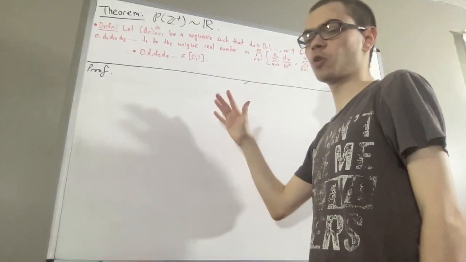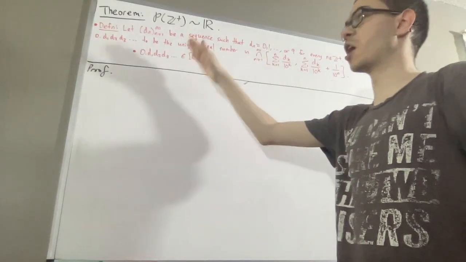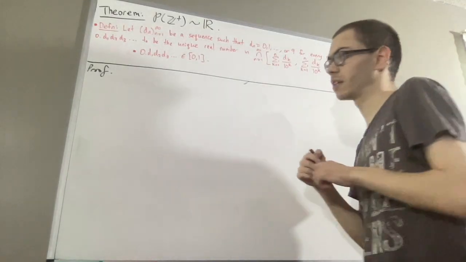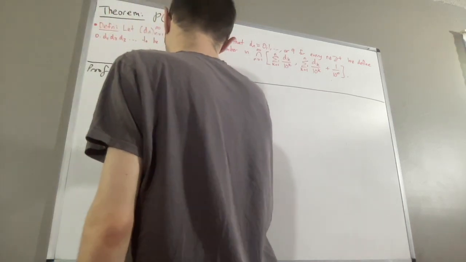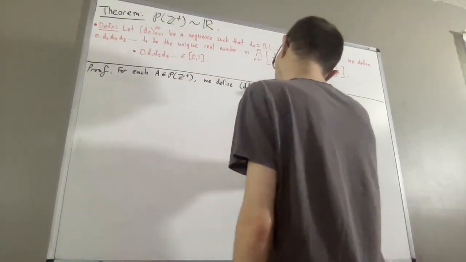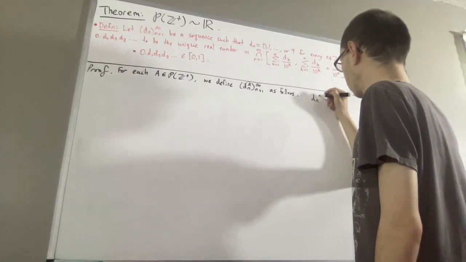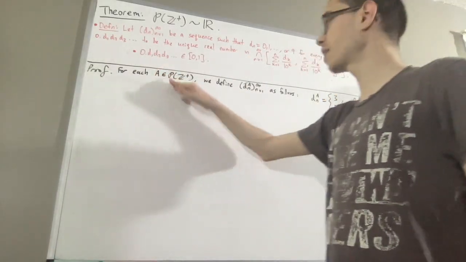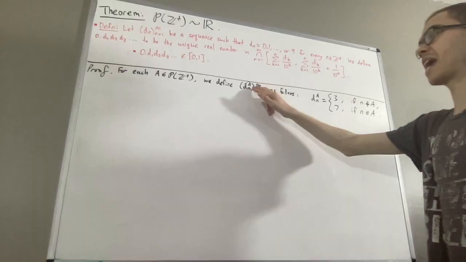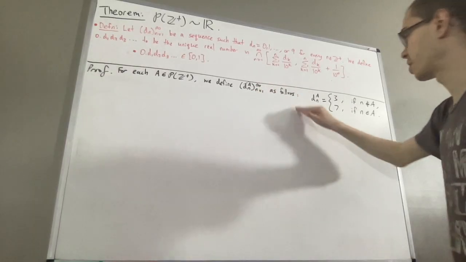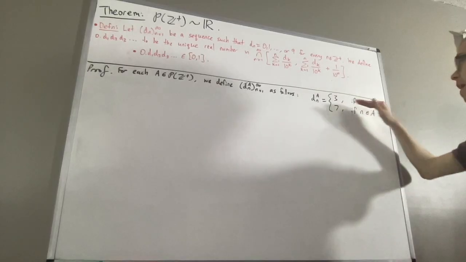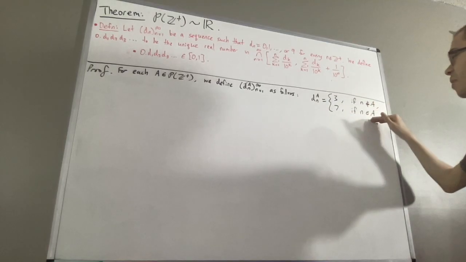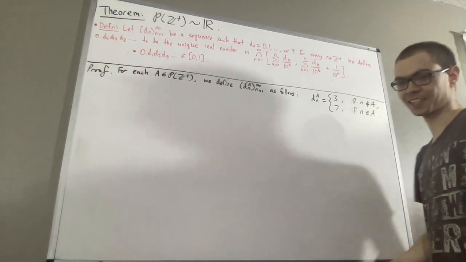Now to start out the proof, for each subset of the positive integers, we are going to define a sequence corresponding to that subset. So for each subset of the positive integers A, we define the sequence d_n^A from n equals 1 to infinity as follows. If n is not an element of A, d_n^A will be equal to 3, and if n is an element of A, then d_n^A will be equal to 7.